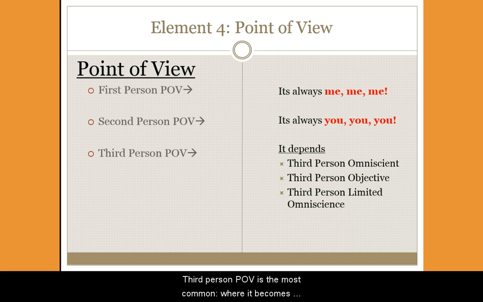Third-person point of view is the most common. Where it becomes interesting and tricky is in its subcategories. It all depends on how much access the narrator has to the thoughts of characters. Omniscient narrators know all and see all. They are godlike in their ability to delve into the thoughts of characters, and no characters are immune.